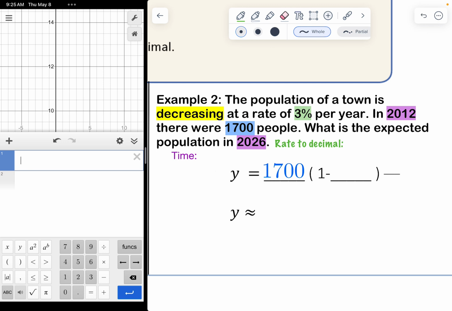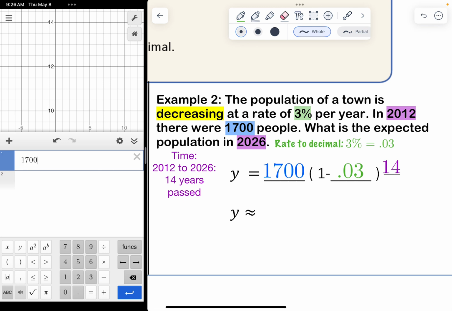So the 3%, let's change that to a decimal. Again, thinking about moving that decimal point over, so 3% turns into a 0.03 for our formula. And again, time, we got to do a little thinking. We start in 2012. We're going to 2026. That's a 14-year time span. So our exponent is going to be 14. Let's type it in, 1,700 for our initial amount, 1 minus 0.03, because we're losing 3% of our population. And let's raise that to the 14th power.